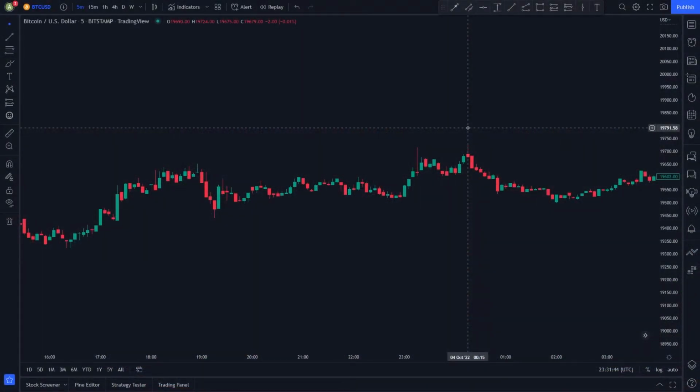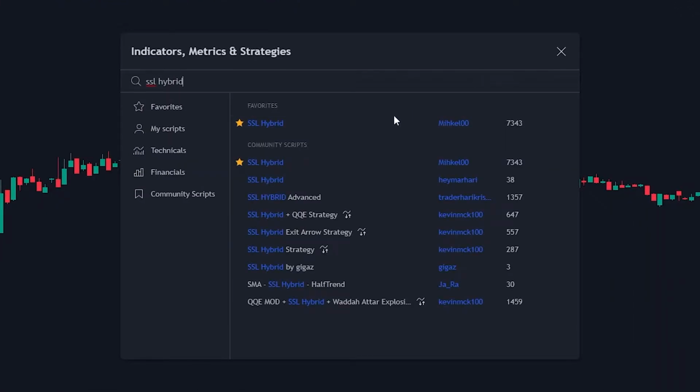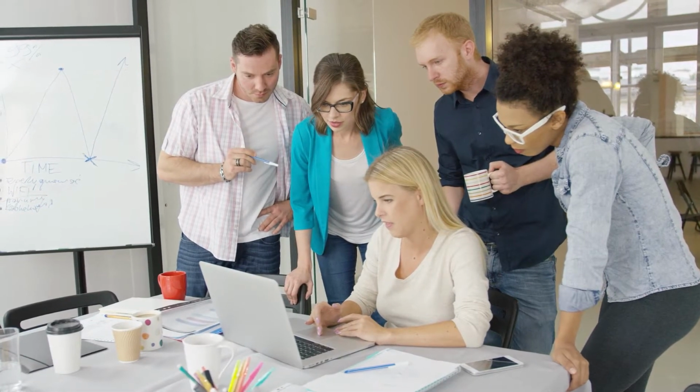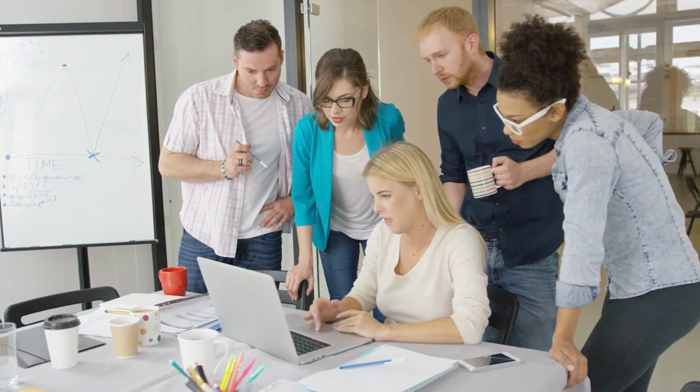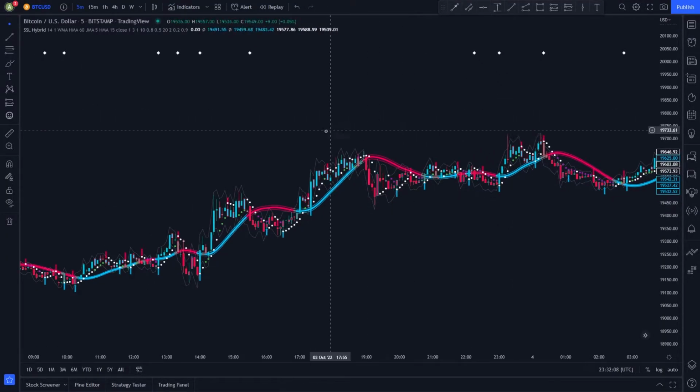Okay, so for this strategy we will be using two indicators. The first indicator we're going to be using is the SSL hybrid. To add the indicator to our chart, we click on the indicators tab, then search up SSL hybrid. We will use this one by Michael. The SSL hybrid is an all-in-one indicator, but in our case we will only use it to identify whether the market is bullish or bearish. After adding the indicator, your chart will look like this.